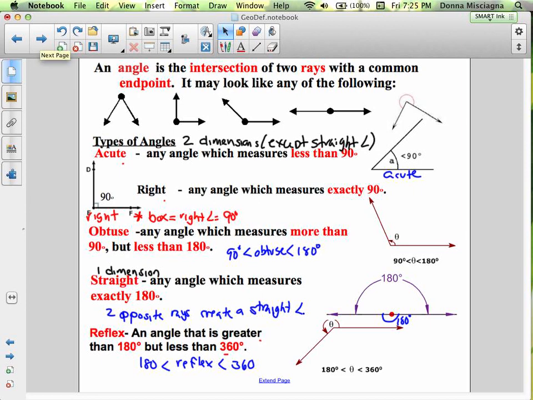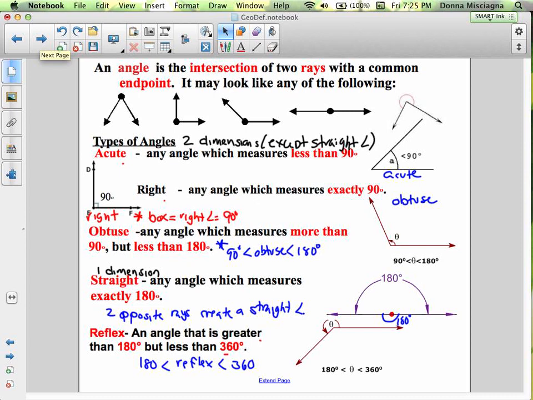Next, the obtuse angle. It is also 2 dimensions. And definition, any angle which measures more than 90, less than 180. Another way you could write that is like this. Either way is fine with me. Right? It's more than 90, but it's less than 180. Here we have a diagram of our obtuse angle. Those 3 you probably remember from another class, but maybe you don't know these next 2.